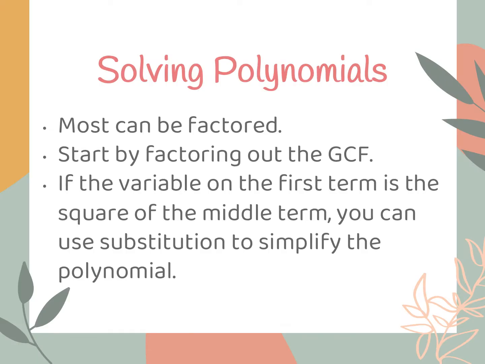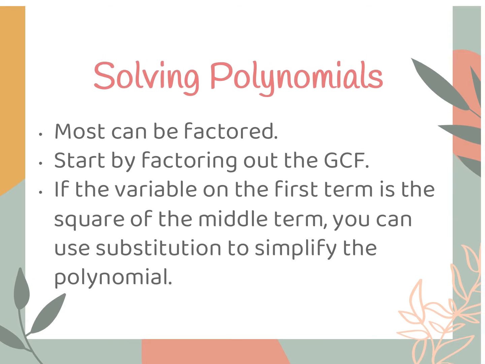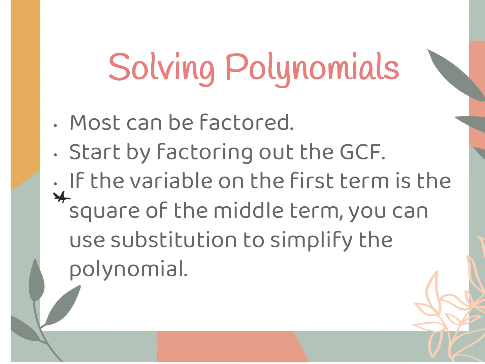Whenever we're solving polynomials, most could be factored. You should always start by factoring out the GCF first. And then remember, if the variable on the first term is the square of the middle term, then we can use what's called a U substitution to simplify the polynomial. Once we get to this third bullet point here, this is what we're going to see in number 10, and it's called U substitution.